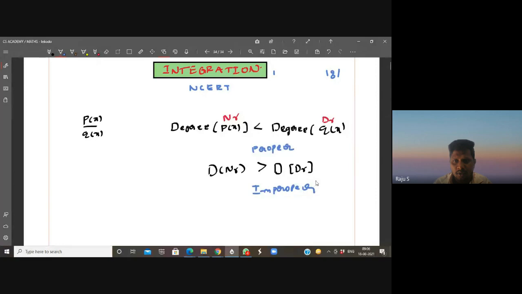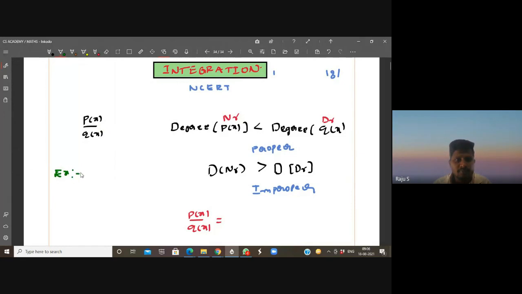If it is a proper rational function, then only we can apply partial fractions. What is meant by partial fraction? I can explain you. If it is a proper function, we can apply the partial fraction method. If it is an improper rational function, what shall we do? That improper rational function, p of x by q of x, we can change to a proper function. For example, I'm going to give some examples regarding proper and improper.